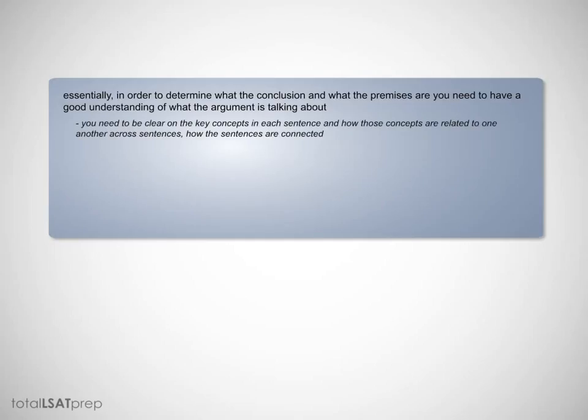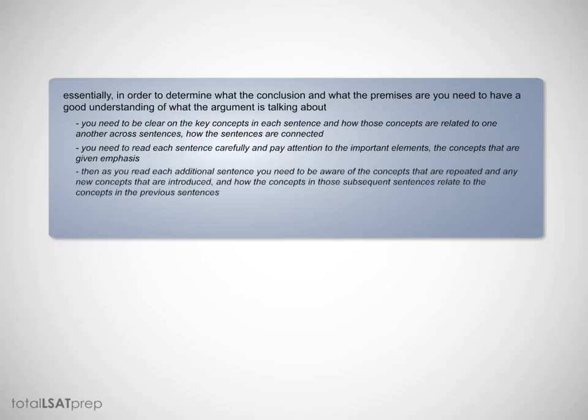Essentially, in order to determine what the conclusion and what the premises are, you need to have a good understanding of what the argument is talking about. That means that you need to be clear on the key concepts in each sentence and how those concepts are related to one another across sentences, how the sentences are connected. To do that, you need to read each sentence carefully and pay attention to the important elements, the concepts that are given emphasis. Then, as you read each additional sentence, you need to be aware of the concepts that are repeated and any new concepts that are introduced, and how the concepts in those subsequent sentences relate to the concepts in the previous sentences. The point is to build a connected narrative.